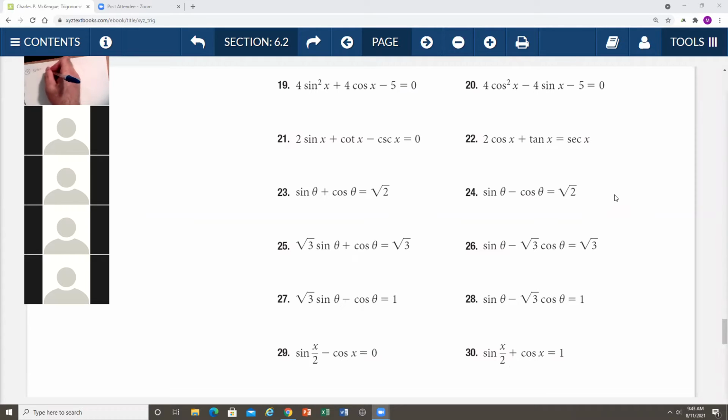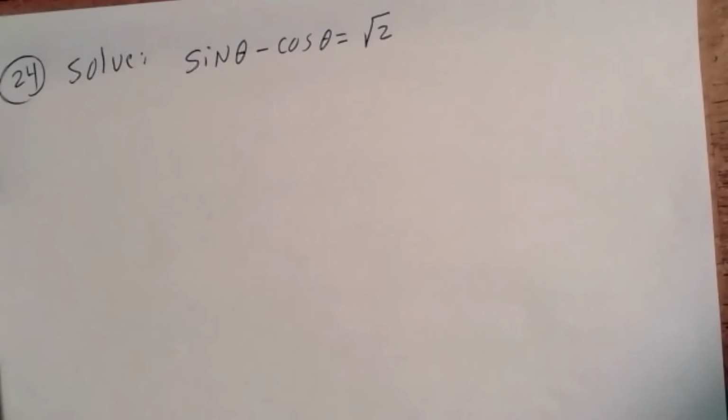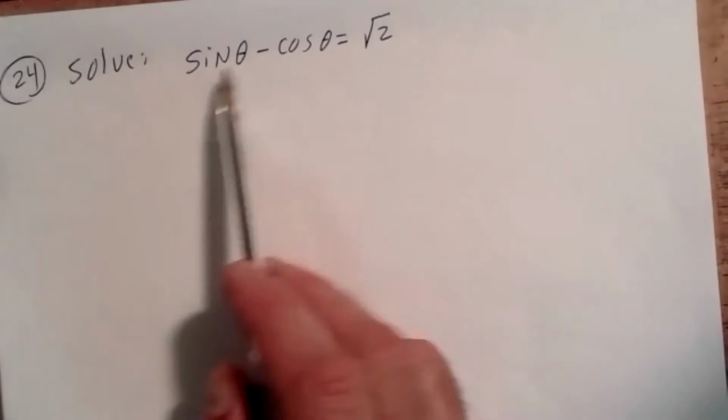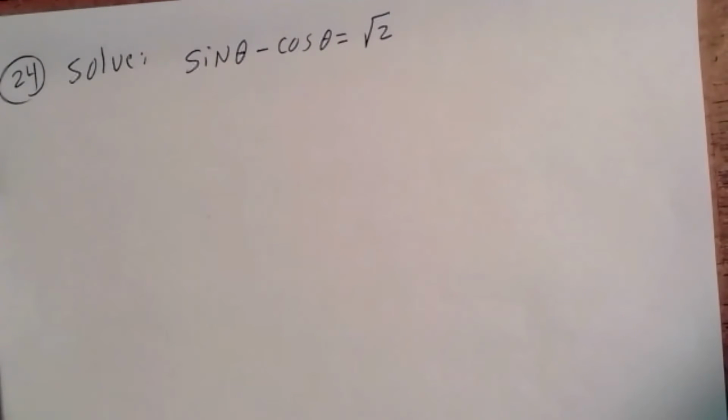How would we begin to address solving this equation? Sine of theta minus the cosine of theta is equal to the square root of 2. Some of you might be adept enough, ladies and gentlemen, to just determine what our solution would be here. What ratio minus another ratio would give you the square root of 2? That's not obvious. All right, so how are we going to do this problem here?